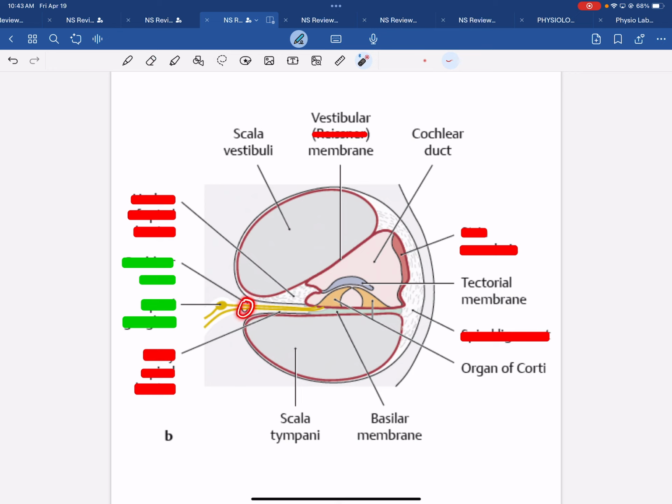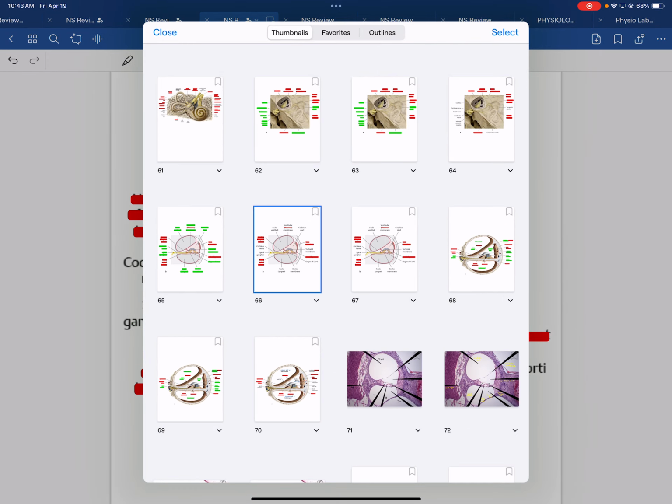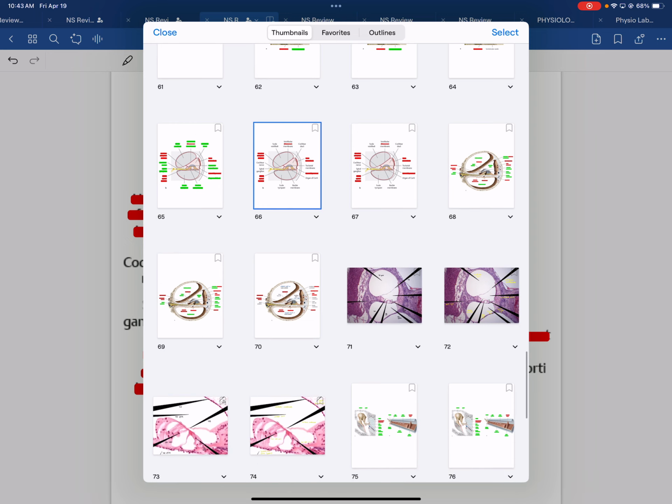What is this? Isn't it the axons? Hair cells? Yes. They are attached to hair cells, but they're axons for the cochlear branch of the vestibulocochlear nerve. Good. And then what is this? Spiral ganglion. Good, the spiral ganglion. Nice, good. All right, let's do it again.